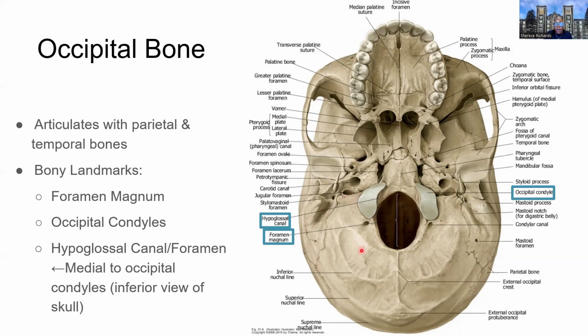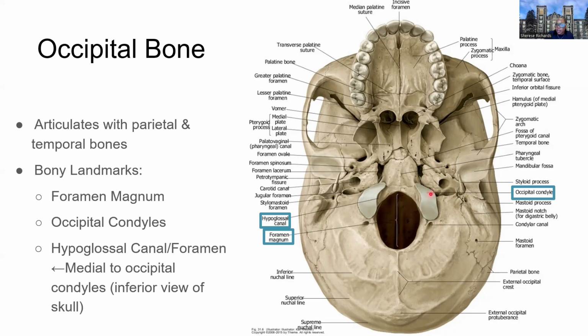We also want to think about other landmarks that are unique to the occipital bone. So foramen magnum, the large opening, in fact, the largest opening in the skull, is where the spinal cord is starting from the brain and descending through the vertebral column. And so that is foramen magnum.